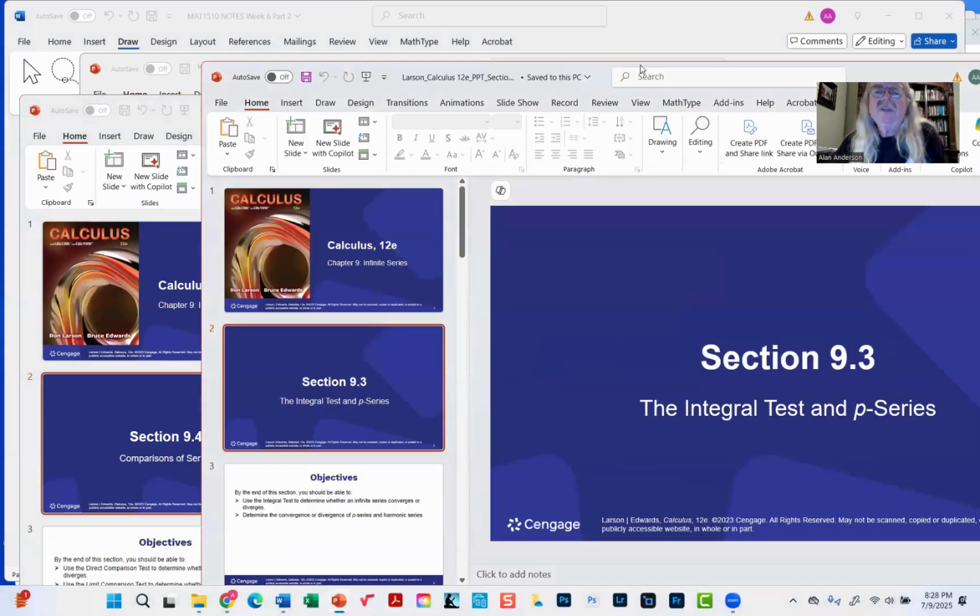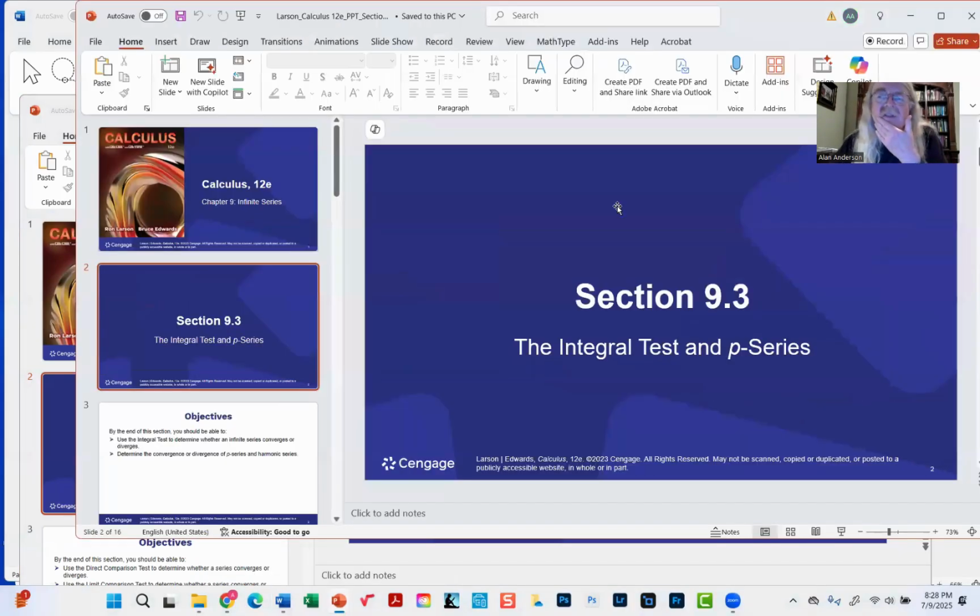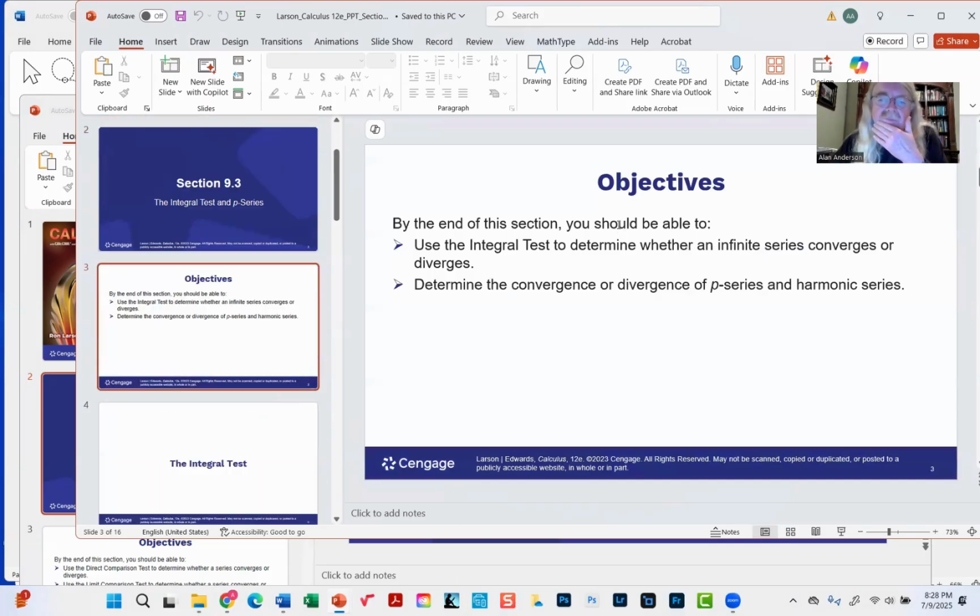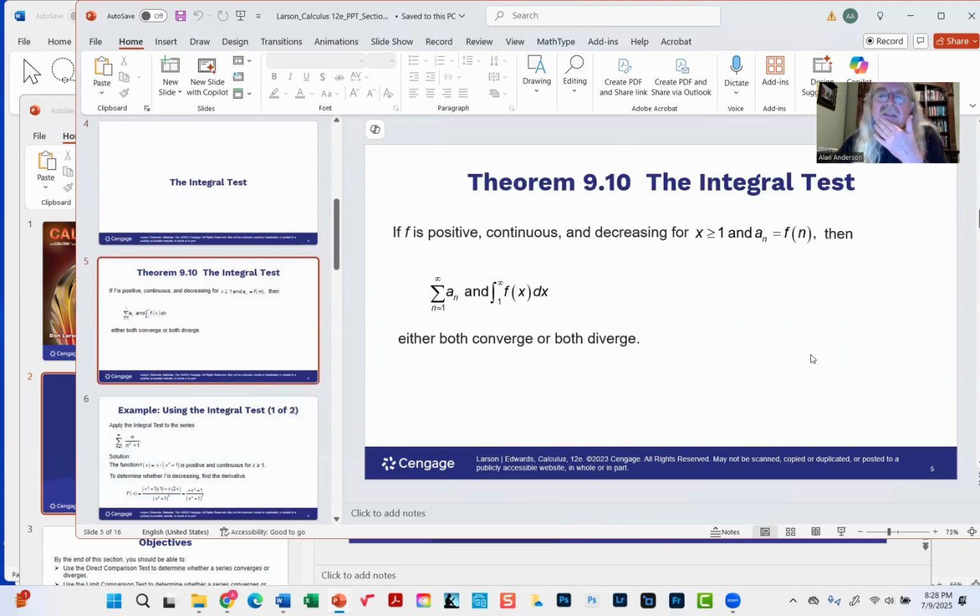Here we're going to introduce the integral test and define what we call a p-series as well as a harmonic series. Now, this integral test can be used to determine if a series converges or diverges. And then when we introduce the concept of p-series and harmonic series, we're going to use that test to see if they converge or not. So how does this work?